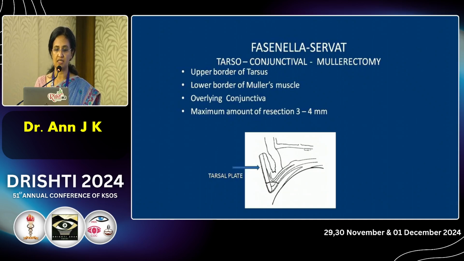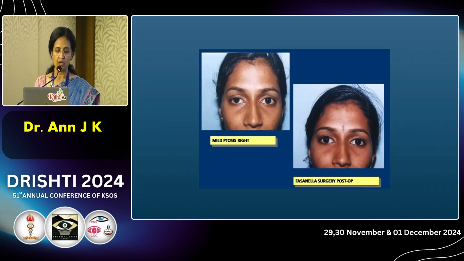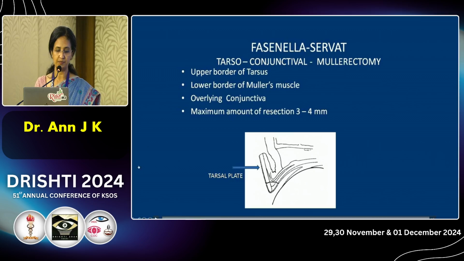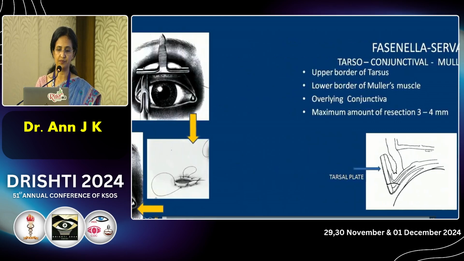So in Fasanella-Servat, we are excising the upper border of the tarsus, the lower border of Muller's muscle and conjunctiva. The maximum amount is 3 to 4 millimeters, and it will depend upon the correction: if you aim for 1 millimeter of ptosis correction, then 2 millimeters of resection is the calculation.